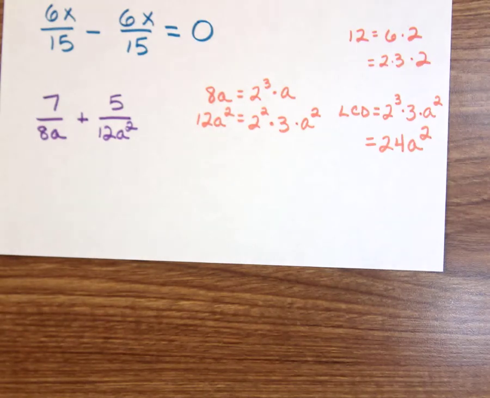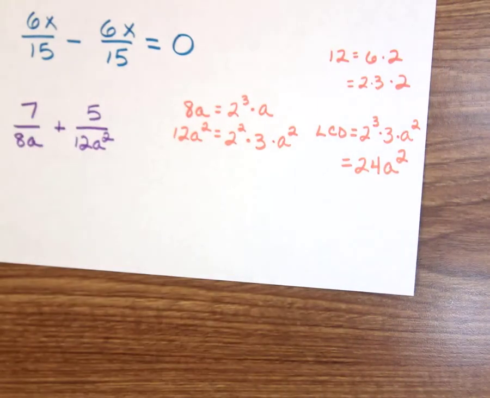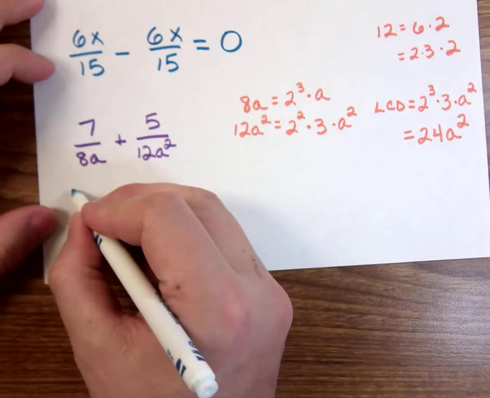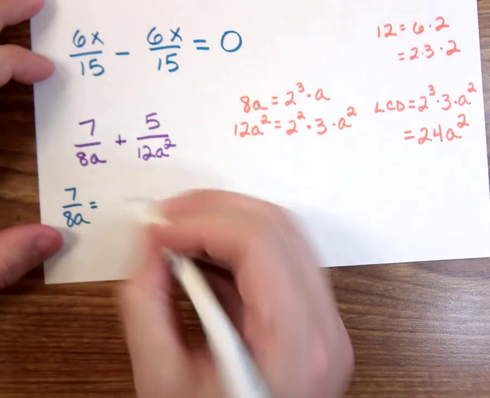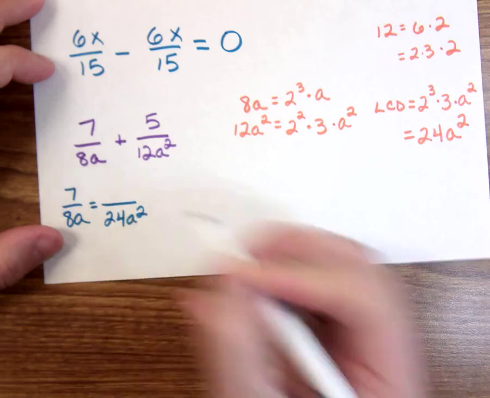So what this is telling me is I got to rewrite both of these fractions here so that they now have denominators of 24a squared. Unlike the last one, I don't have one that's already done for me. Both of these need to change. So this fraction here, 7 over 8a, I got to multiply by something so that it has a 24a squared denominator.